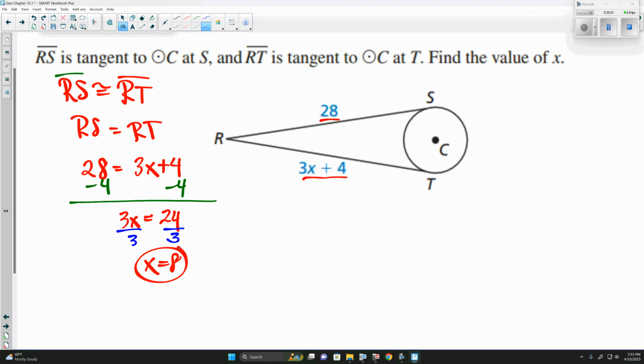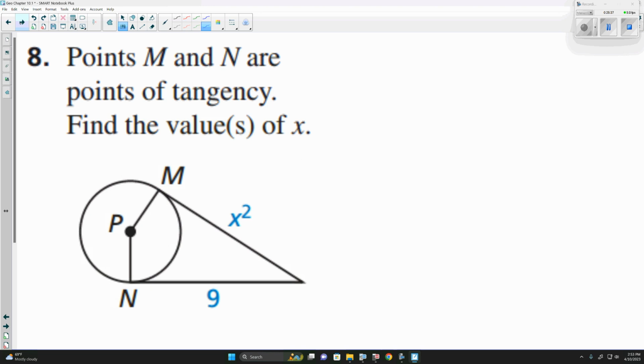Questions on this here? We ready for the next one? Almost. So let's look at this here. We know that these two segments are congruent, yes? So we're saying that x squared is equal to 9, yes?